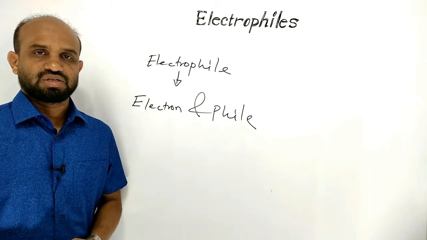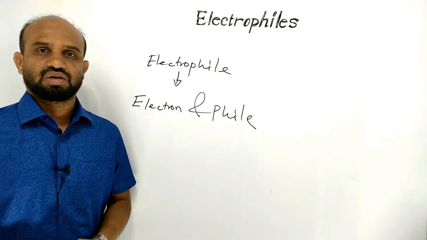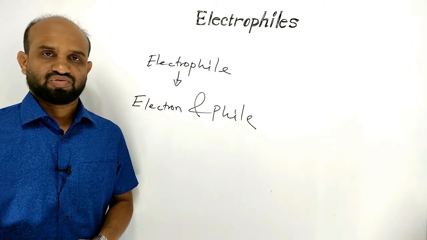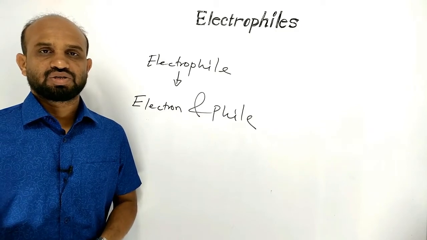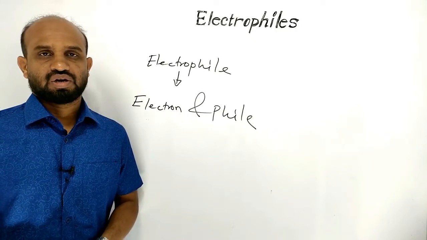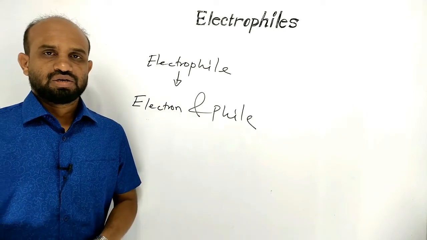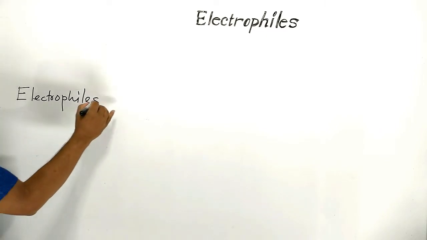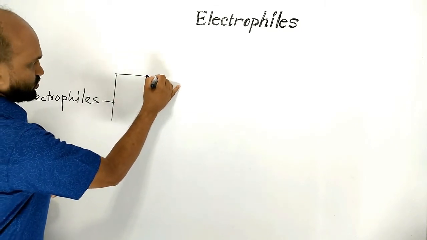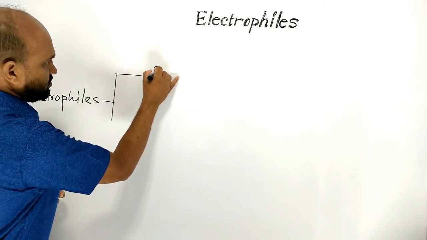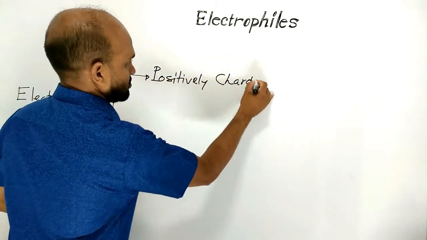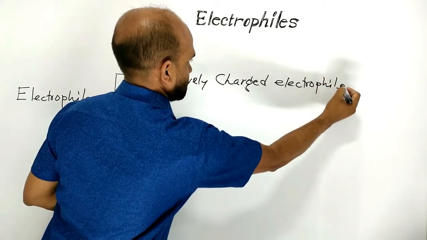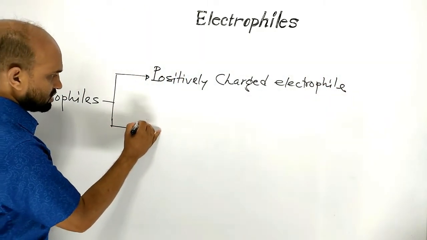So the definition is: the species that is electron loving is called an electrophile. The species having a tendency to receive electrons are called electrophiles. Now let's see the classification of electrophiles. Electron loving species are called electrophiles. Electrophiles are classified into two groups. One is positively charged electrophiles and another one is neutral electrophiles.